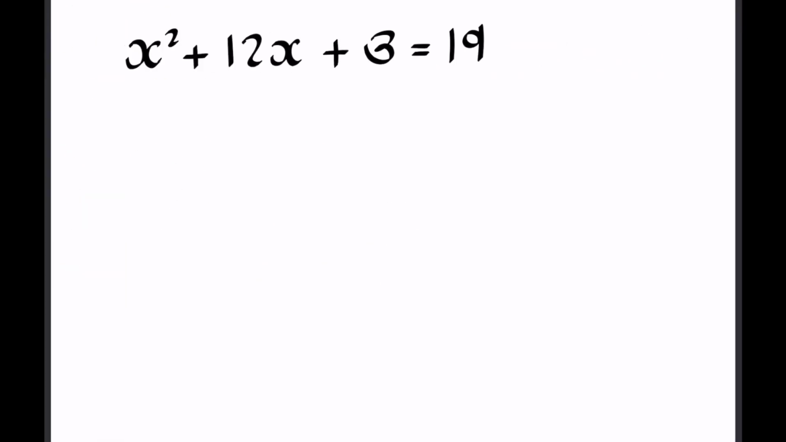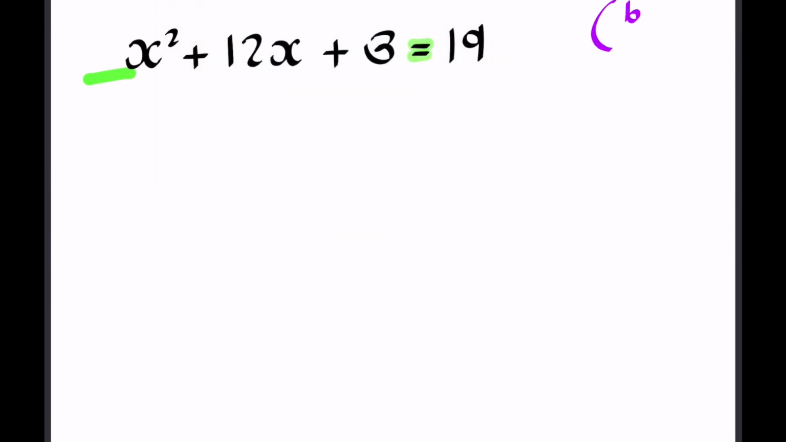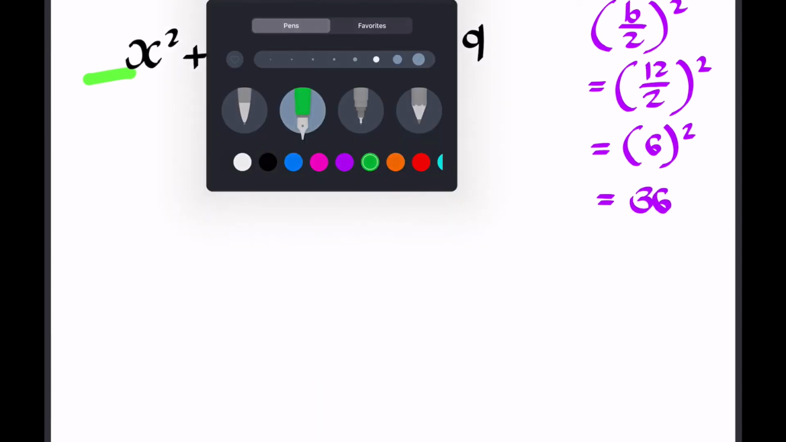I have x squared plus 12x plus 3 equals 19. It's an equation. I have an equal sign, so that means that I'm going to do my ABC method. A, check the coefficient of x squared, the a value. There is no a value. Good. B, determine my b side note. B divided by 2 all squared. What is b? B is 12 divided by 2 all squared. 12 divided by 2 can be simplified as 6 squared, which is 36.